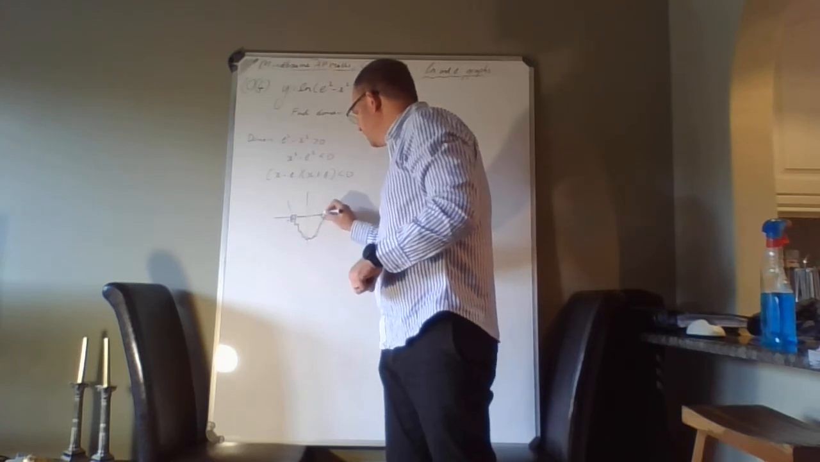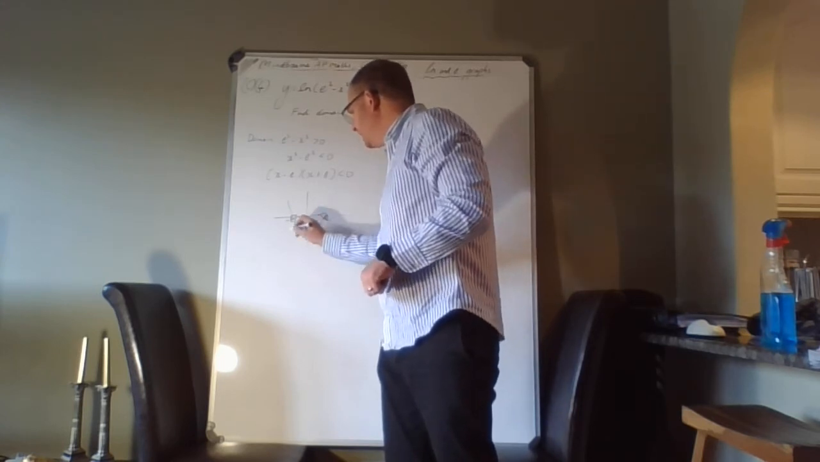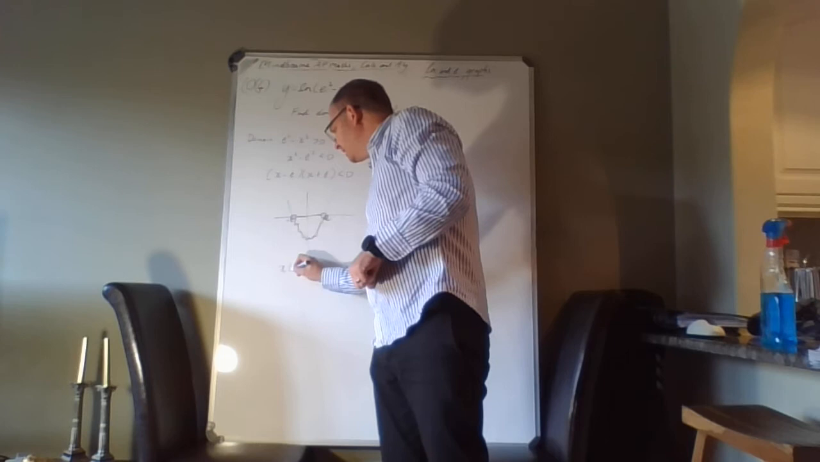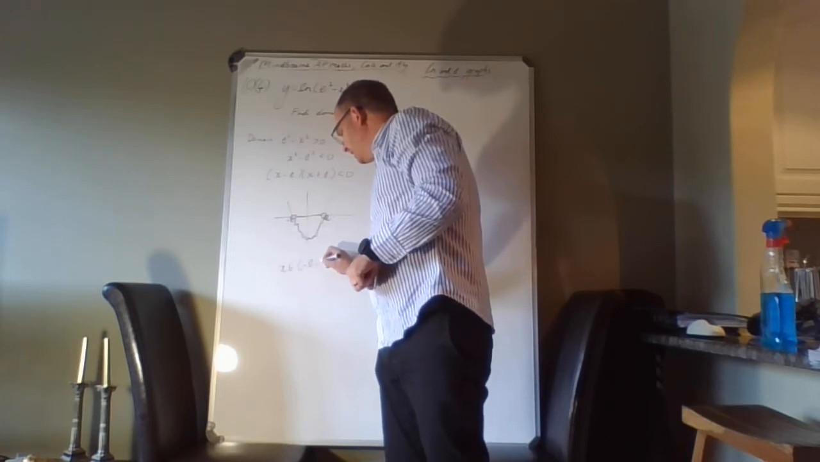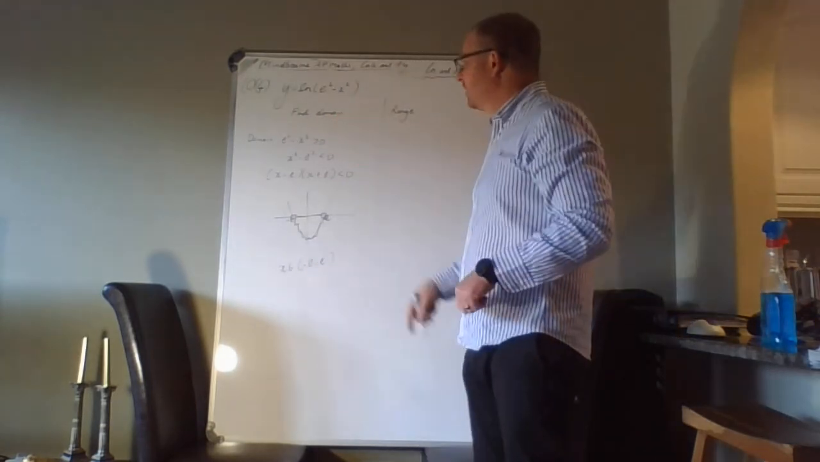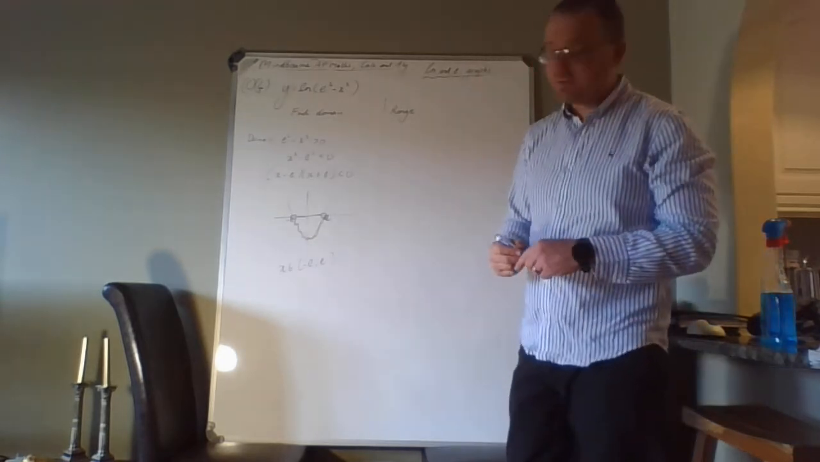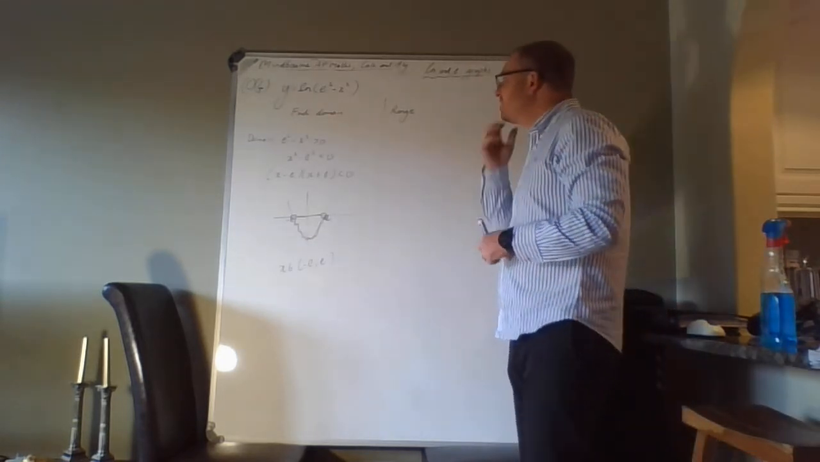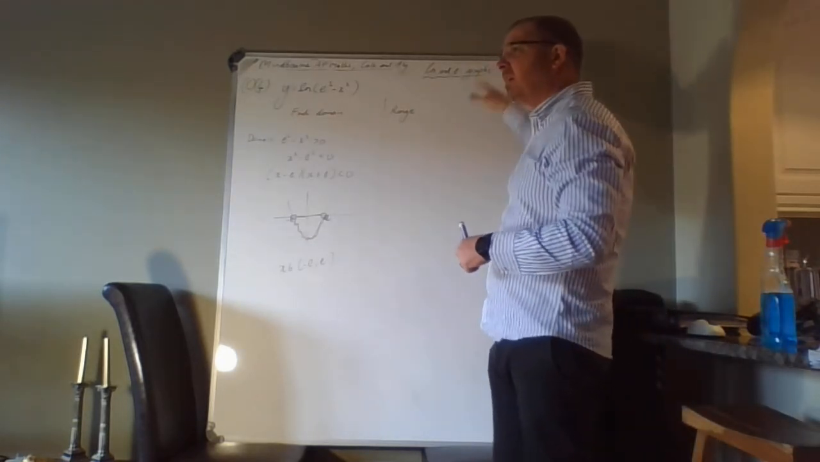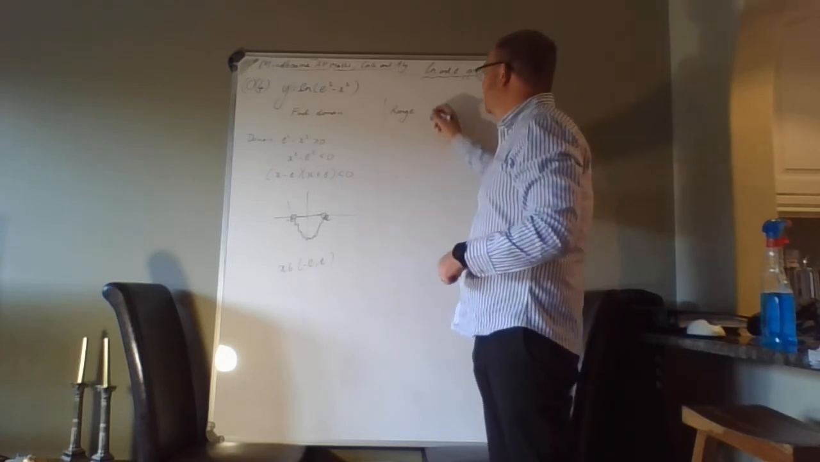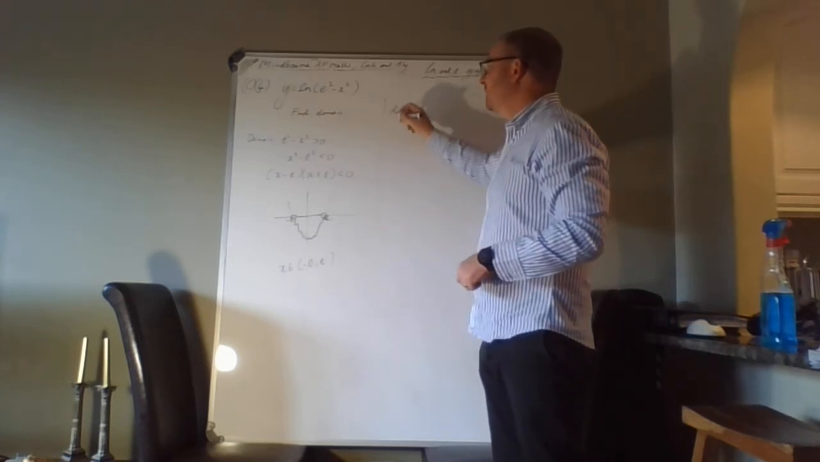If you read it off, it's between negative e and e. So your domain is going to be x goes from negative e to e. Again, this will be stuck between your vertical asymptotes. Then the range. Well, it's a log graph, so we want to figure out, is there going to be a maximum value?